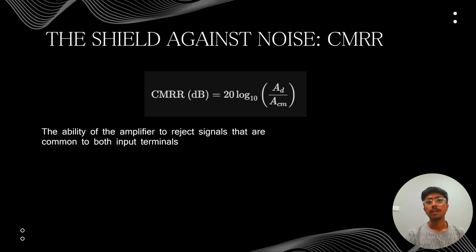In an ideal amplifier, the common mode gain would be zero, resulting in an infinite CMRR. However, in real circuits, mismatch and non-idealities limit the achievable CMRR. A higher CMRR means better immunity to noise sources such as power line interference, electromagnetic coupling, and ground noise.